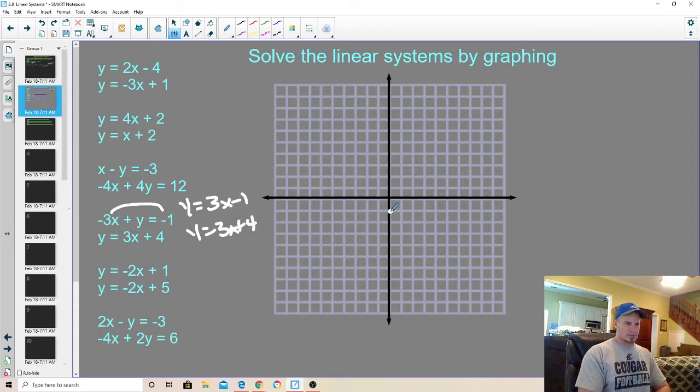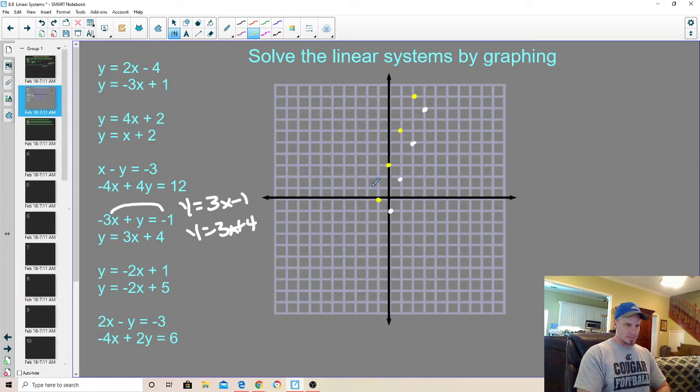Negative 1, up 3: 1, 2, 3 over 1, over 1, up 1, 2, 3 over 1. Okay, then 1, 2, 3 over 1. So I've got a line like that. Let's graph this other one in a different color. This is 4: 1, 2, 3, 4. We got a point here. 1, 2, 3 over 1. Okay, 1, 2, 3 over 1.